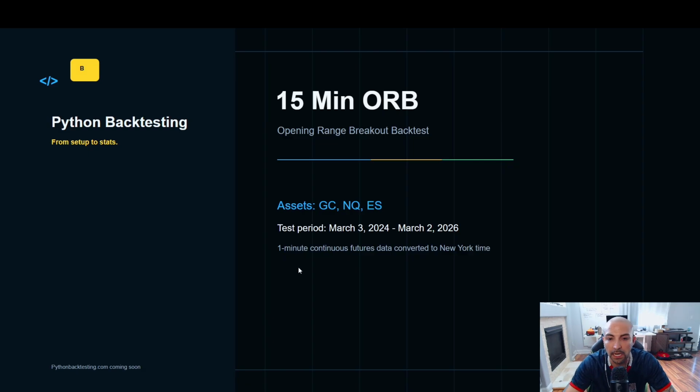I'll go through the exact logic of the code. And this is for the assets gold, NQ, and ES futures. And the test period is going to be March 3rd, 2024 to March 2nd of 2026.